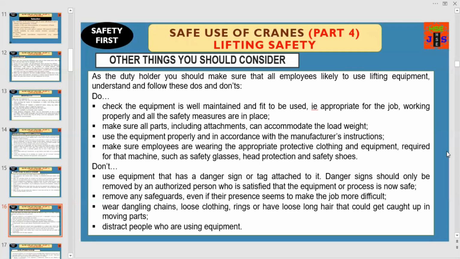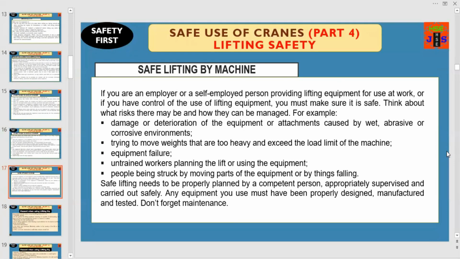Don't wear dangling chains, loose clothing, rings, or have loose, long hair that could get caught up in moving parts. And don't distract the people who are using the lifting equipment. If you are an employer or a self-employed person providing lifting equipment for use at work, or if you have control of the use of lifting equipment, you must make sure that it is safe. Think about what risks there may be and how they can be managed.